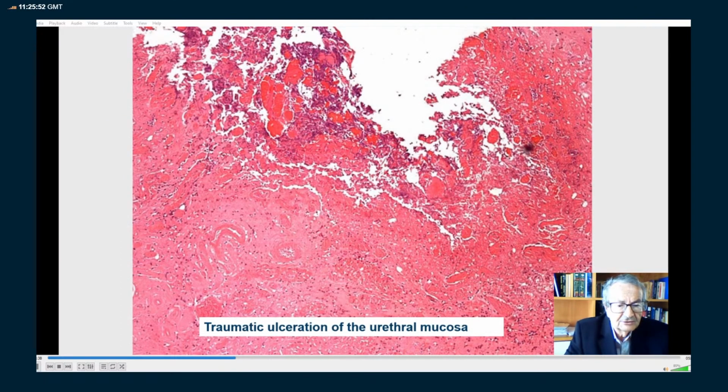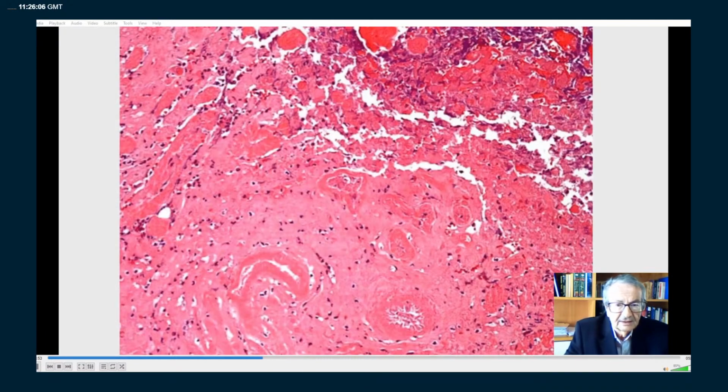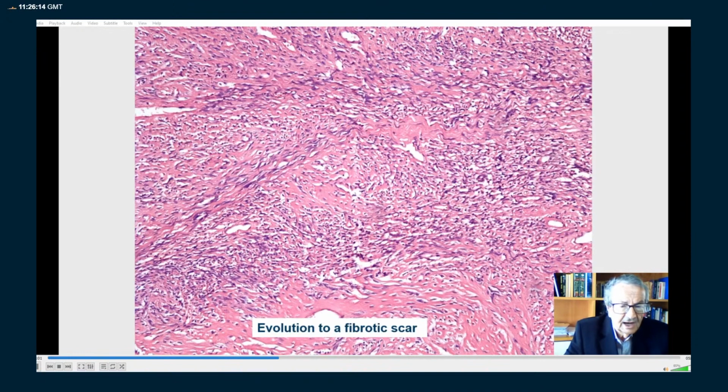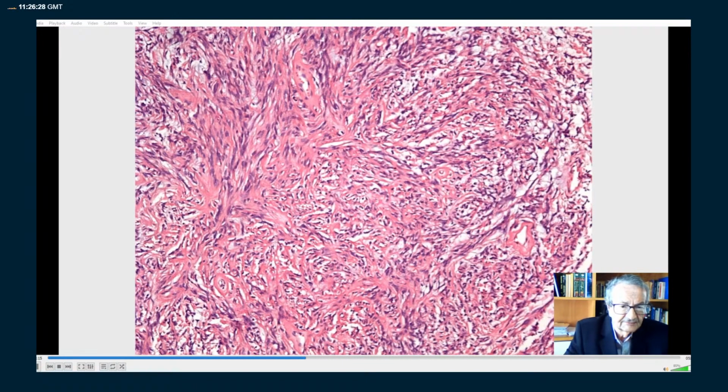Here is a traumatic ulceration of the urethral mucosa. You can see in the ulcer, in this acute phase, the necrotic cells, fibrin, and inflammatory cells, and here in detail, the necrotic cells, the inflammation, and the fibrin. According to the evolution of this scar, we have a fibrotic scar. There is a proliferation of fibroblasts. As you can see here, proliferated fibroblasts.